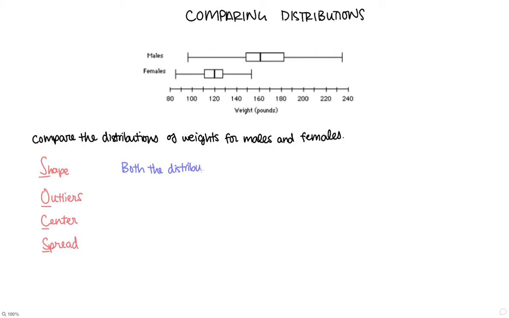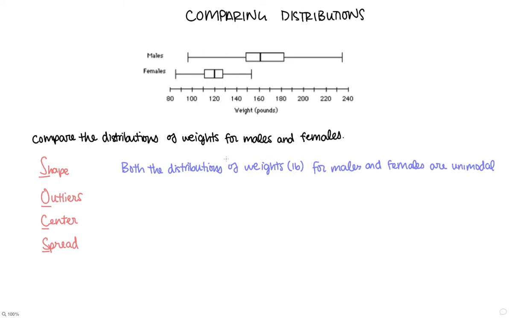So here we can say that both the distributions of weights, and we want to make sure we're referencing units as well, and we make sure we look at all the labels of the graph. So both the distributions of weights for males and females are unimodal. And we can also include skewness here.